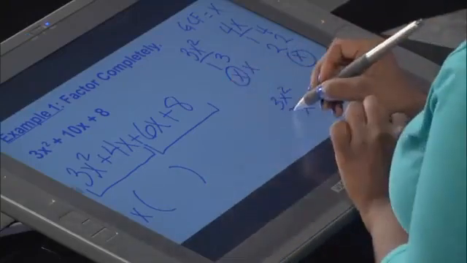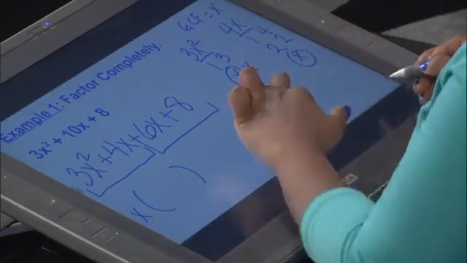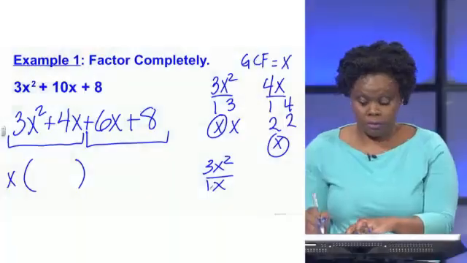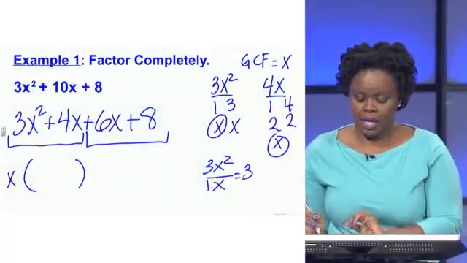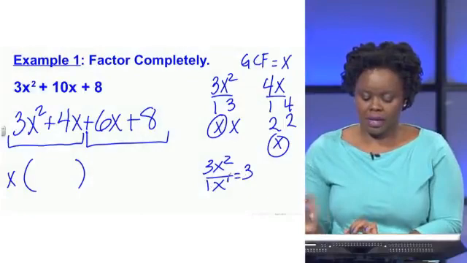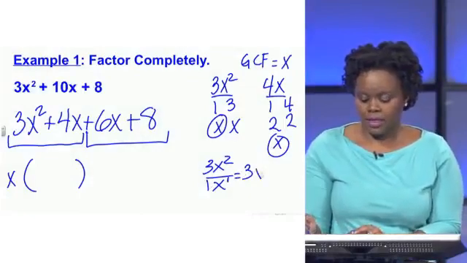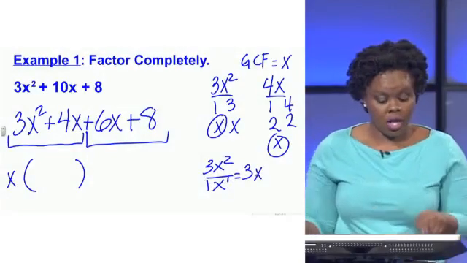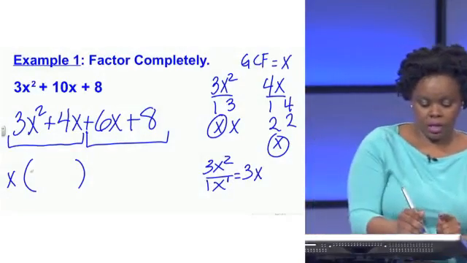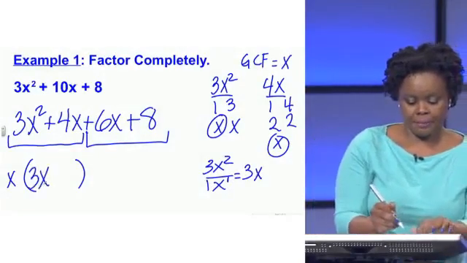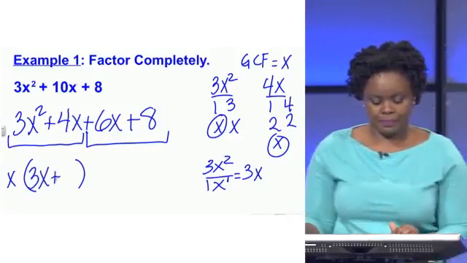All right, so there's an invisible 1 I don't see. So that's like 3 divided by 1, which is 3. And then x squared divided by x to the first. Subtracting your exponents, that's just x to the first. So I know right in here, I'd have a 3x. Let me go ahead and write that plus.